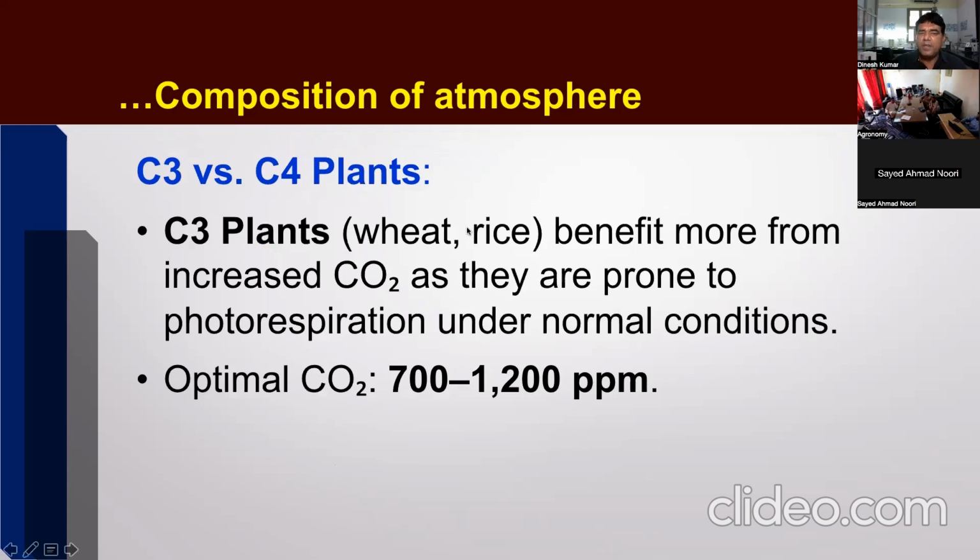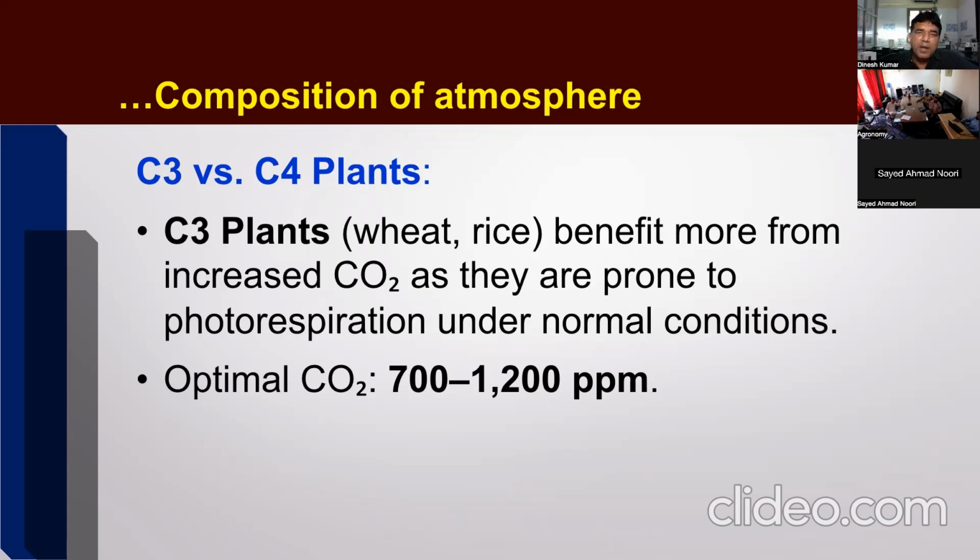So C3 plants like wheat and rice benefit more from increased CO2 as they are prone to photorespiration under normal conditions. Do you know what photorespiration is? What happens during the process of photosynthesis? Out of two molecules of glucose synthesized, one molecule is lost by the plant in respiration, which is called photorespiration. And it is different from dark respiration. Dark respiration continues 24 hours, but photorespiration continues only during the daytime or during the light period.